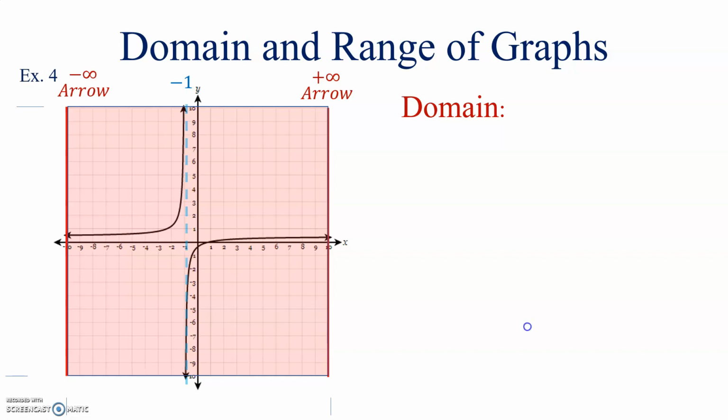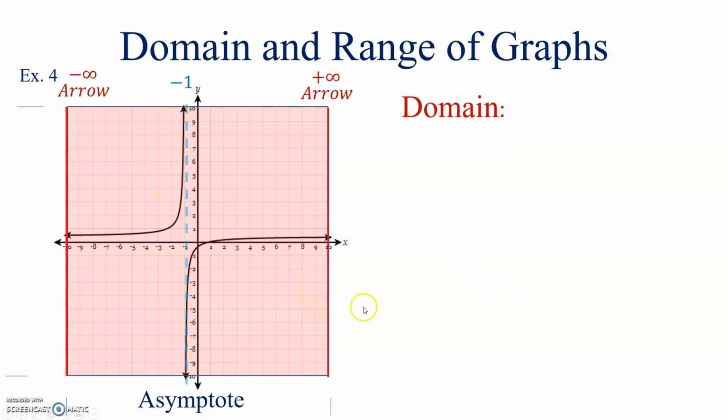What we have here, this dotted line, is called an asymptote. An asymptote is an imaginary line, so it's not part of the graph. The asymptote here is this blue dotted line. It's not the black graph.